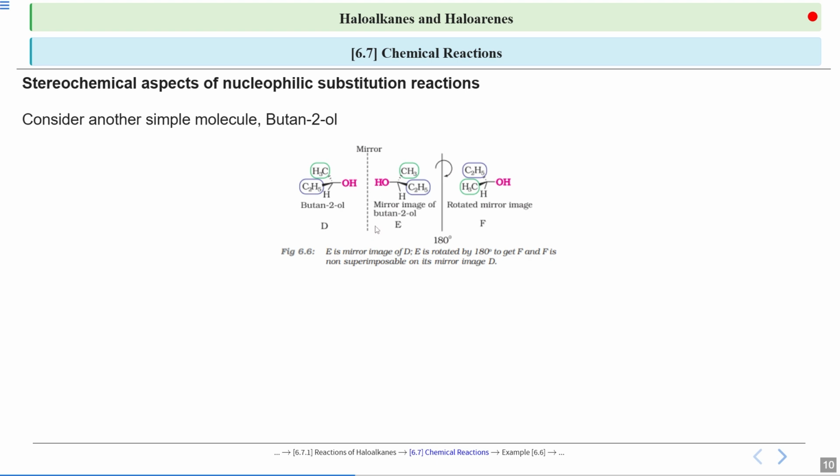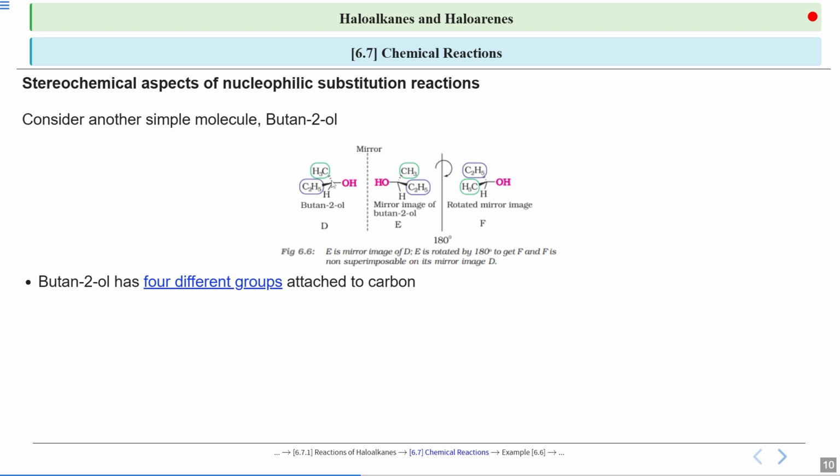When you put a mirror, it will form its mirror image. So the mirror image of butane 2-ol, we are calling E. So E is the mirror image of D, and when E is rotated by 180 degrees, you get F, which is a rotated mirror image, and F is non-superimposable on D. Now, if you put this rotated mirror image F on the structure of D, that is butane 2-ol, it will be non-superimposable, right?